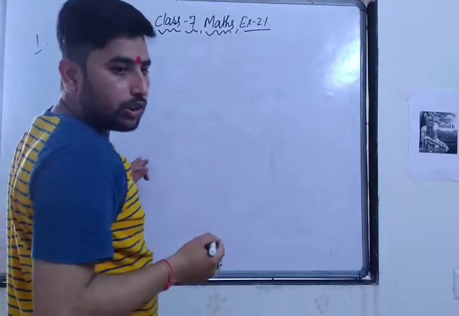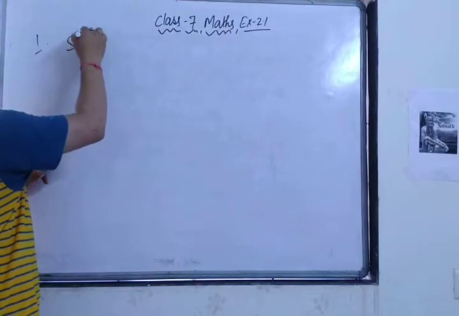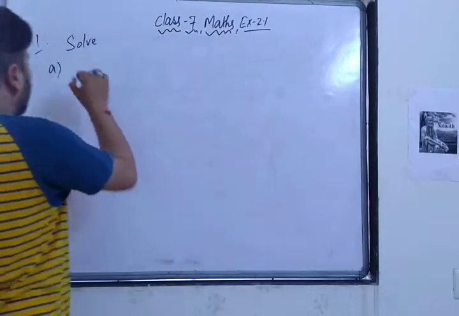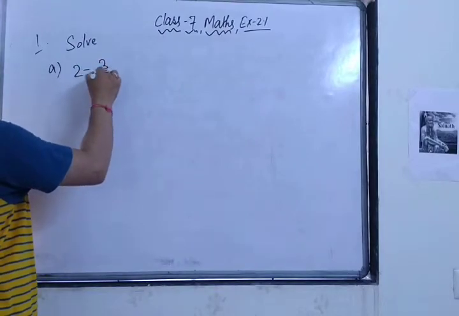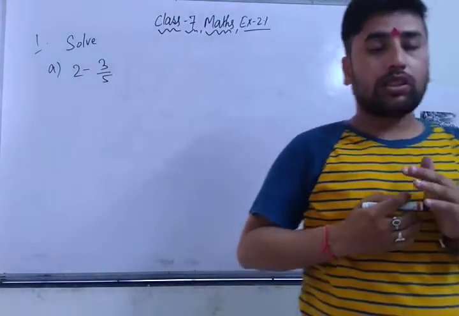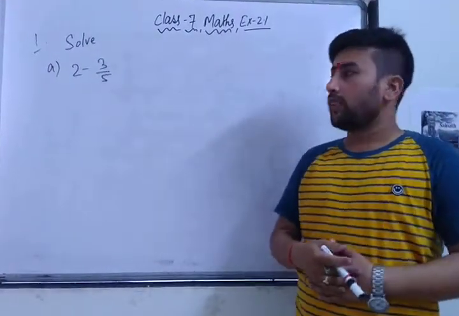What is question number 1? Solve. First question is 2 minus 3 by 5. 2 minus 3 by 5. See, first of all, you should understand this fraction, what the question wants to see.